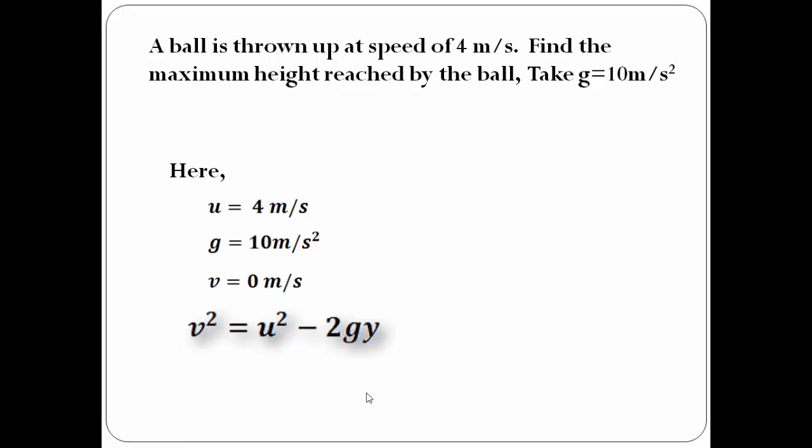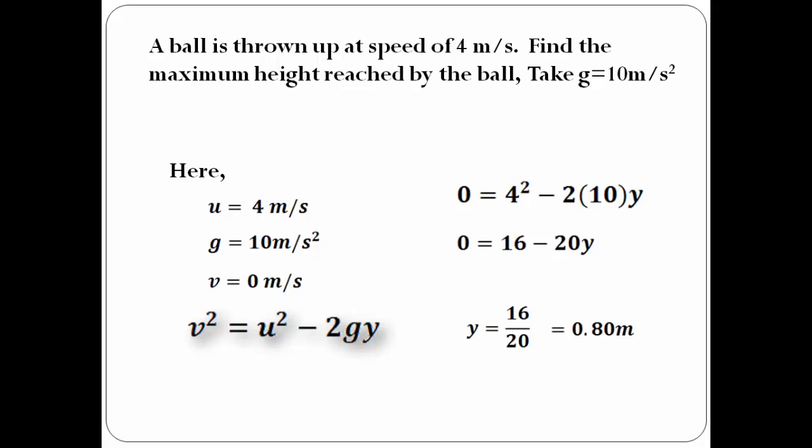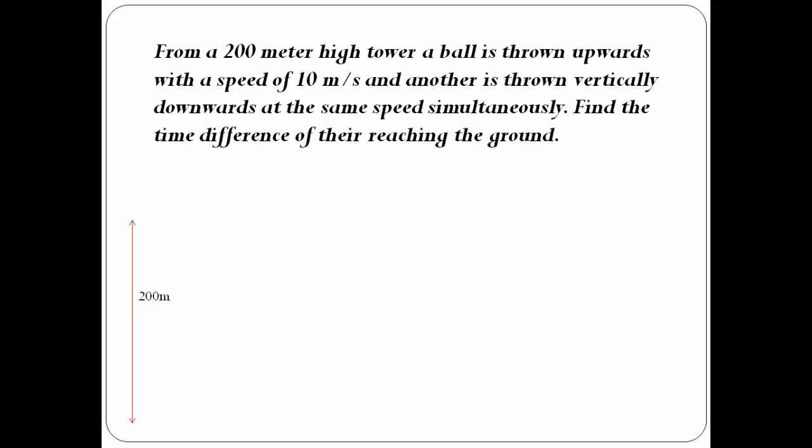So we use the third equation of motion, substituting the values and simplifying it, we get the height reached by the ball will be equal to 0.80 meter. This is a very simple example of direct application of the formula. Now let us consider another example.